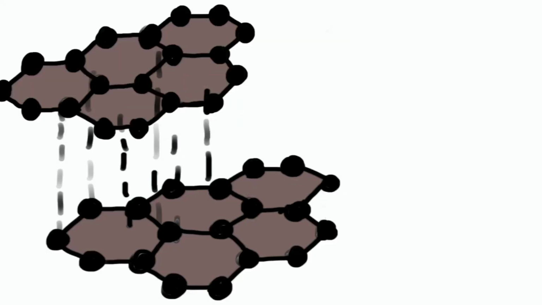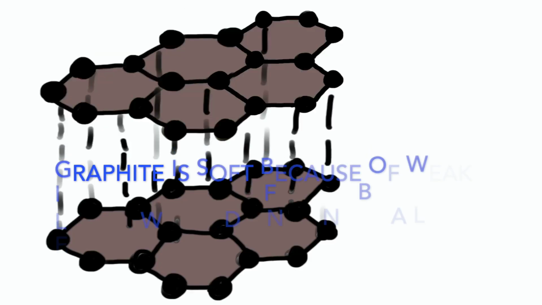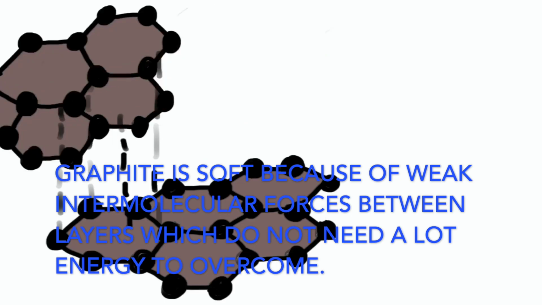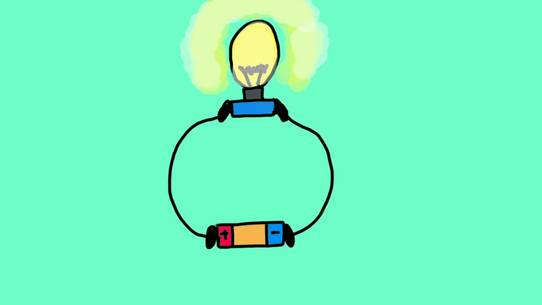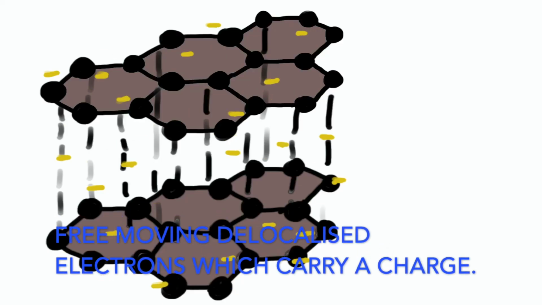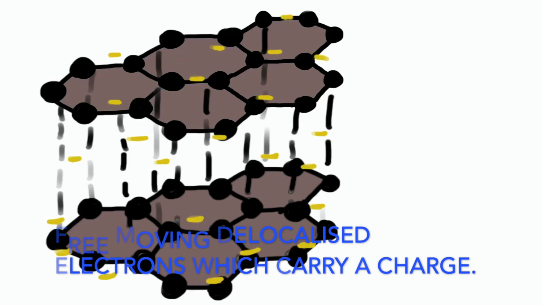Graphite is soft because of weak intermolecular forces between the layers, which lead to the layers being able to slide over each other easily because not a lot of energy is needed to break the bonds. Like metals, graphite can conduct electricity because it has free moving delocalized electrons which carry a charge.